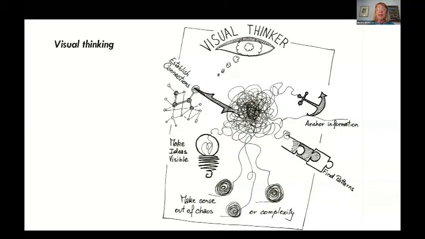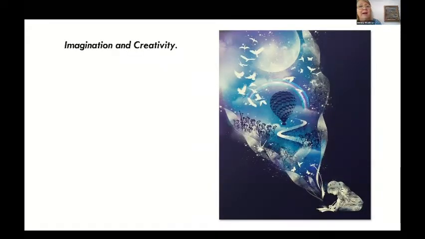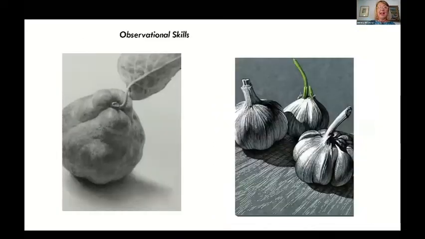You're going to be taught how to think visually. That is just immense. You need to be able to do that. You've got to be able to establish these visual connections. I mentioned it being about a visual language. It is. And you need to be able to make sense out of chaos, make your ideas visible, etc. You need to have imagination and creativity, obviously, and you need good observational skills.